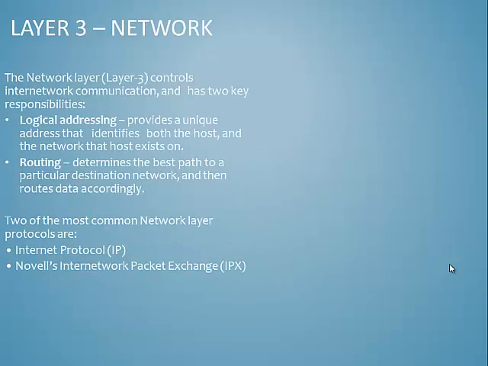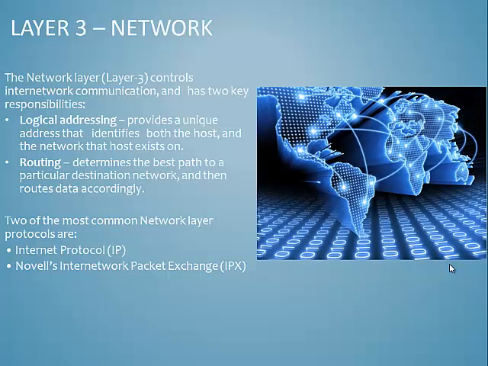Layer 3. Network. The network layer controls the internetwork communication and has 2 key responsibilities. Logical addressing provides a unique address that identifies both the host and the network that the host exists on. Routing determines the path to a particular destination network and then routes data accordingly. 2 of the most common network layer protocols are Internet Protocol, IP, and Novell Internetwork Packet Exchange.